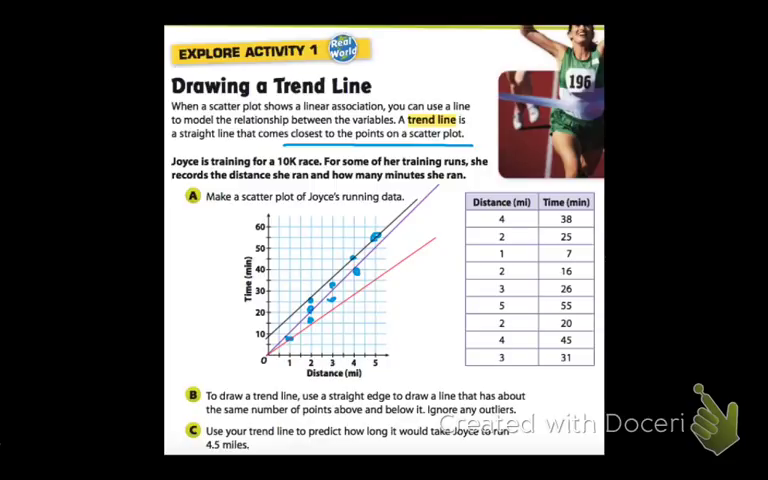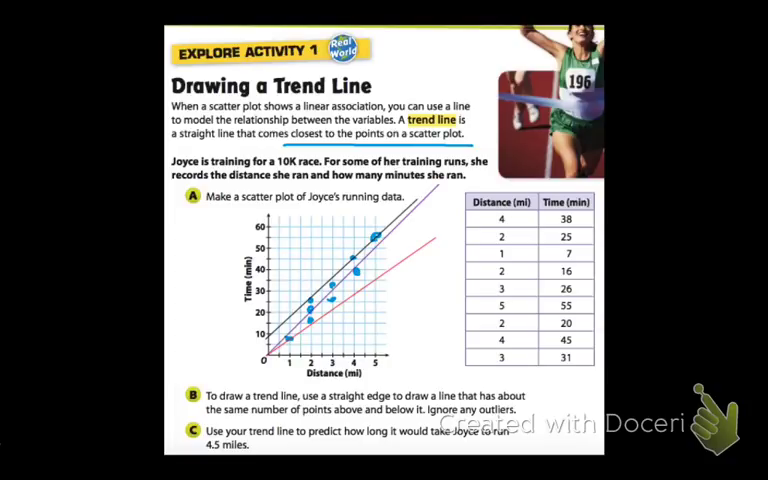I'm going to talk about the black line first. The black line is at the top, and it does go through, it actually touches 3 of my points, but it does not have, as the directions said at the bottom, the same number of points above and below it. It has 3 points on the line, and then the rest of my data points are all below it. So therefore, it's not the best trend line because it does not have the same number above and below.